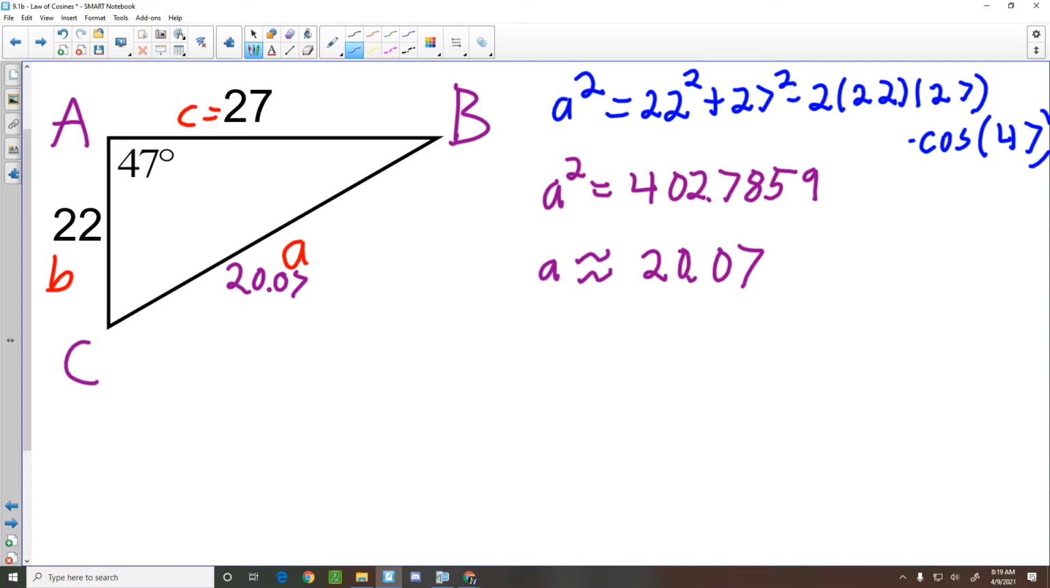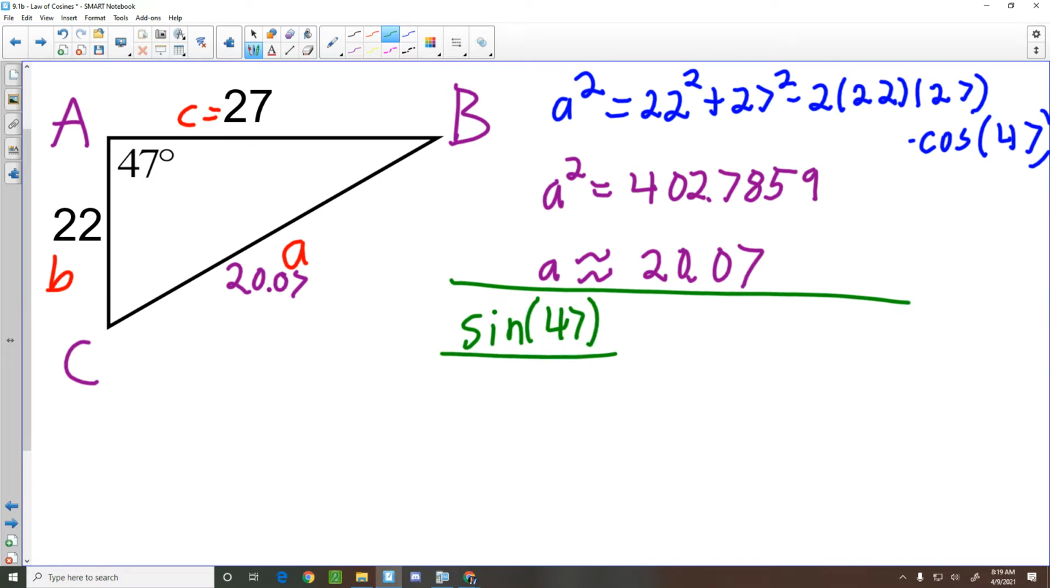So you got one side. Now we have all three sides. I just need two more angles, B and C. At this point, we could just use the law of sines. My first fraction, I can do the sine of 47 over 20.07, because I have that angle-side pairing, angle A and side A.